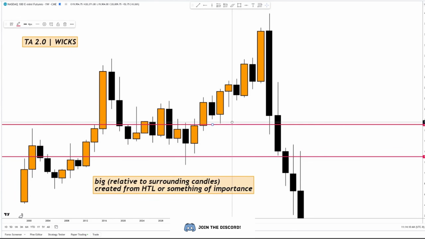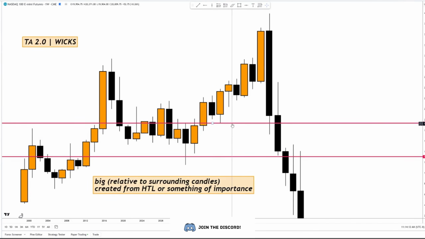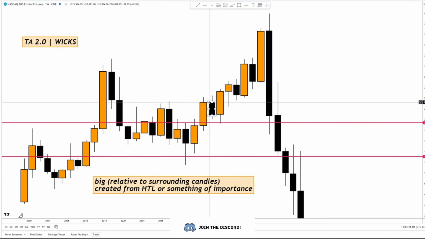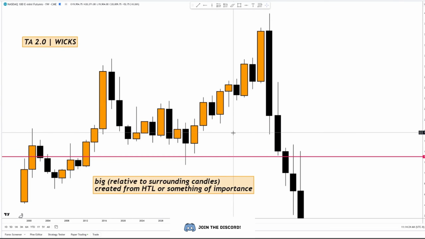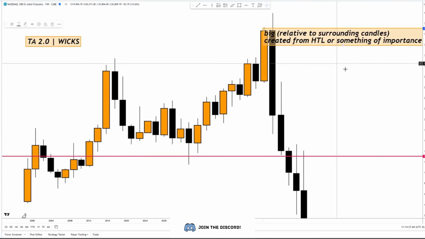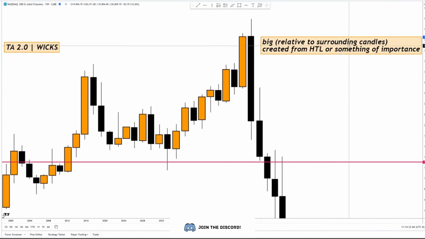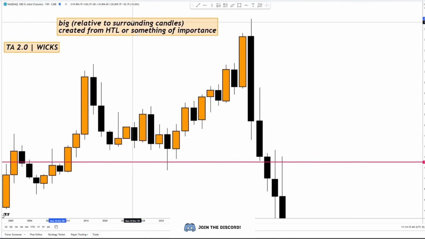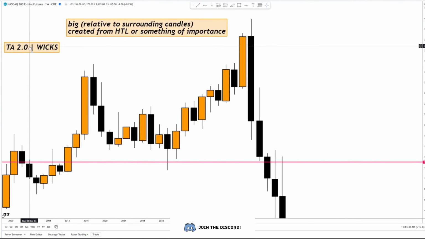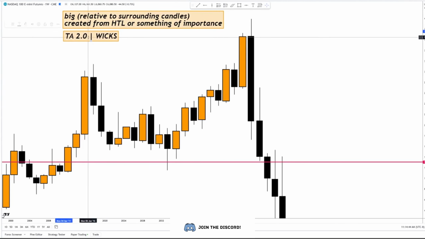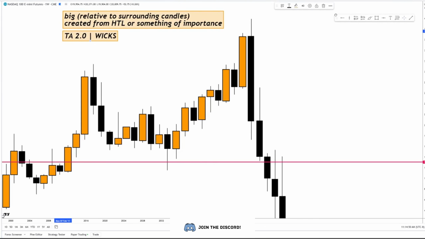This isn't created, well, in this particular case, we don't have everything, but in theory, if there was no high time frame level here, this isn't created by a high time frame level. And even if it was created from a high time frame level, this wick is not relatively big to the surrounding candles. Okay, so these are the two main filters that I use, and I really only look at wicks that meet these two requirements. Again, they have to be big relative to the surrounding candles, and they have to be created from a high time frame level or something of importance. I'll talk about something of importance soon in this video, so you'll see what I mean by that. So if that confuses you right now, don't worry.